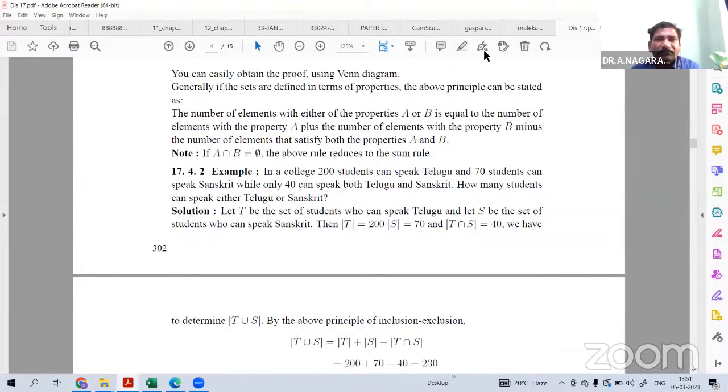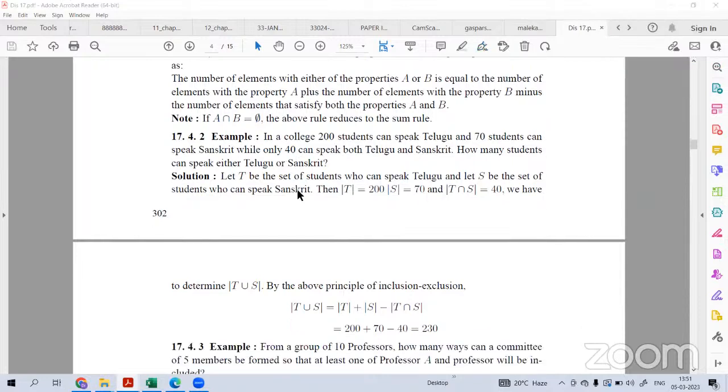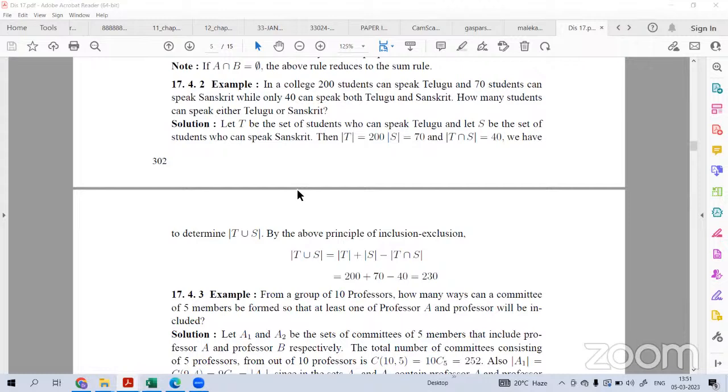Now we will go for one problem, an example. In a college, 200 students can speak Telugu and 70 students can speak Sanskrit, while only 40 can speak both Telugu and Sanskrit. So how many students can speak either Telugu or Sanskrit?